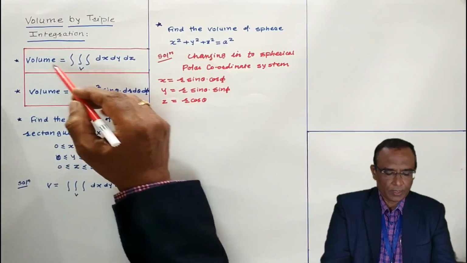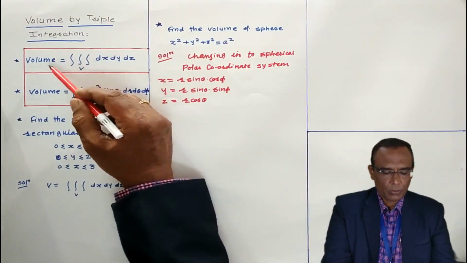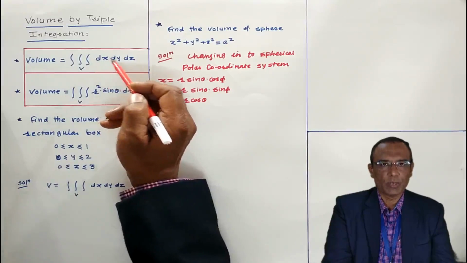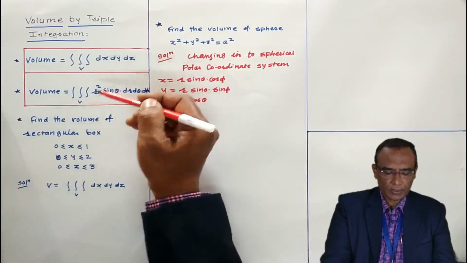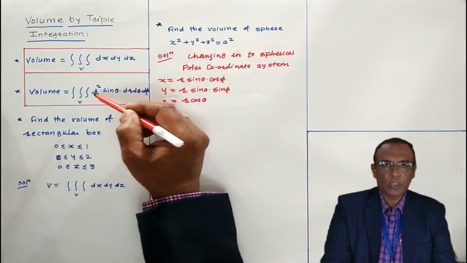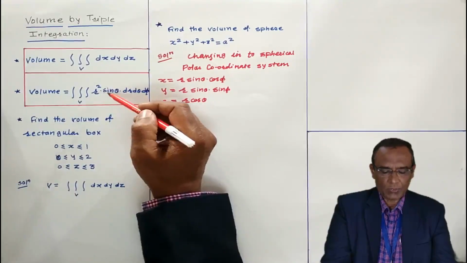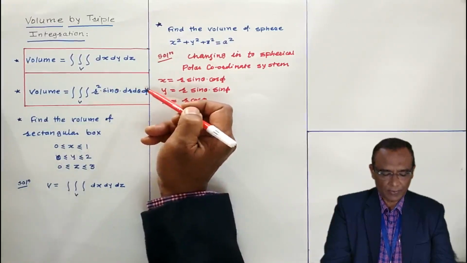This is how to find out the volume using triple integral. Here, we'll be using this formula. Volume equals triple integration of 1 with respect to x, y, z. And the same formula I have written in spherical polar. The dx, dy, dz is replaced by r square sine theta, dr, d theta, d phi.